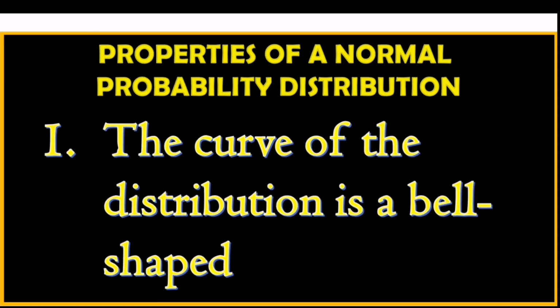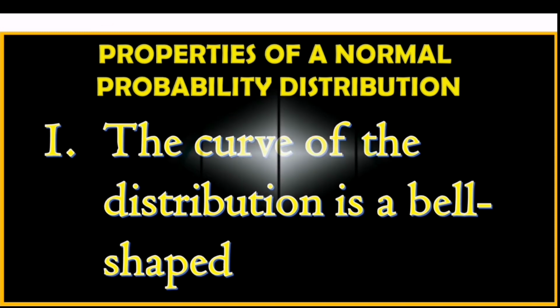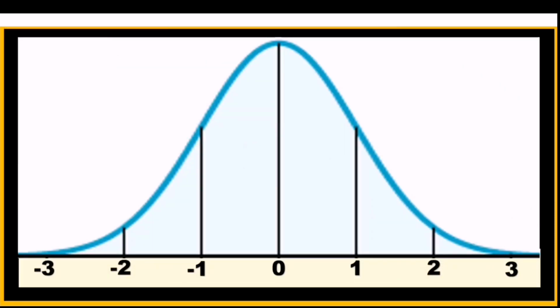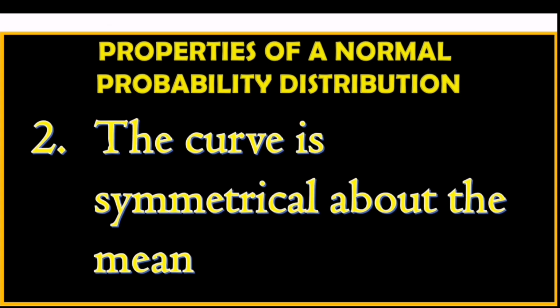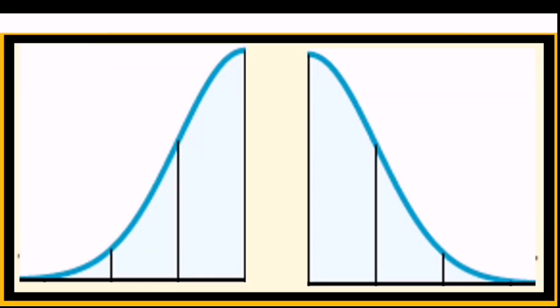Number 1. The curve of the distribution is bell-shaped. The curve is symmetrical about the mean. This means if we cut the curve about the mean, we can say that one half is a reflection of the other.